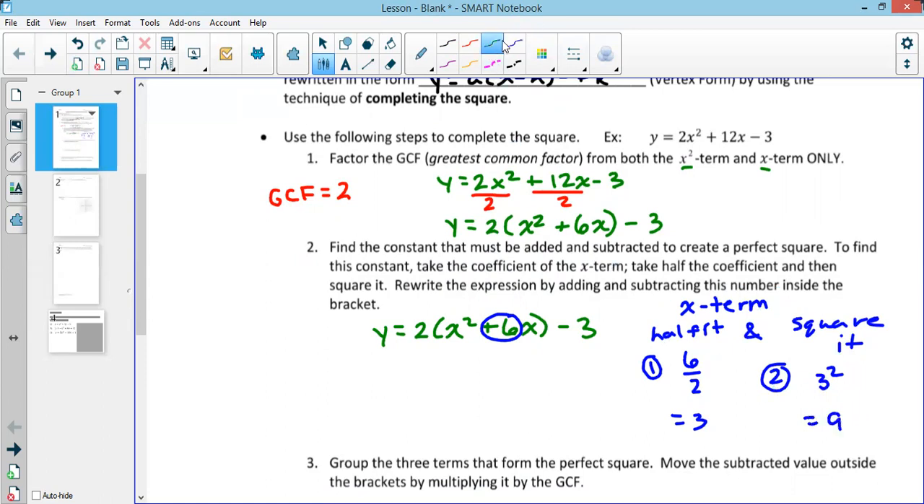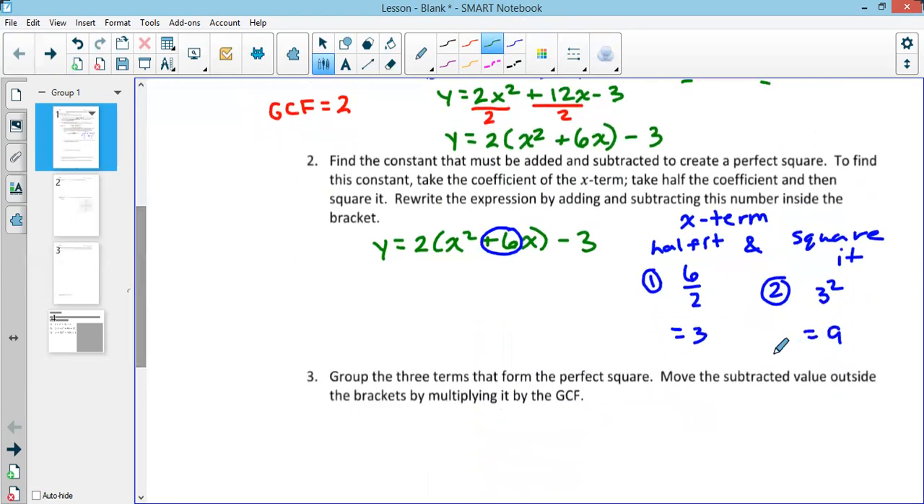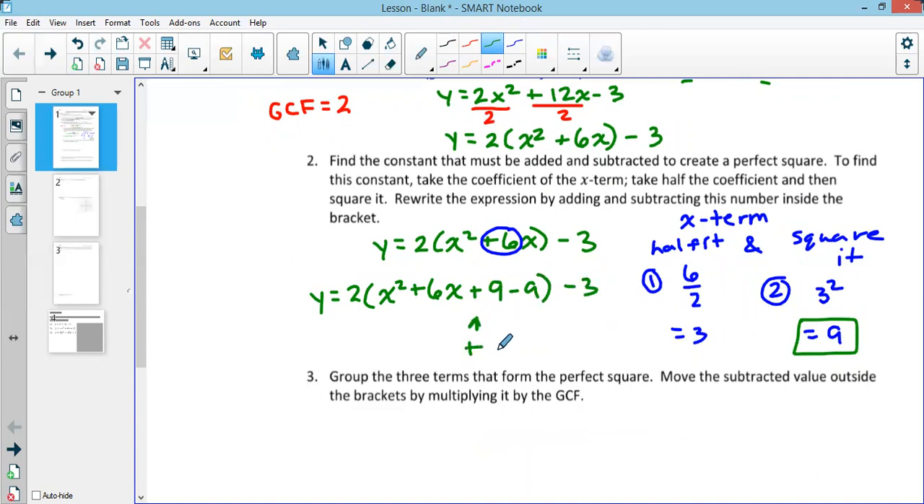So this 9 is where we want to focus now. What we do is we add that into our equation. So we have y is equal to 2x squared plus 6x, and with this 9 here, we do plus 9 and minus 9. And we copy that minus 3 on the outside. The positive sign will always come first when we write this.